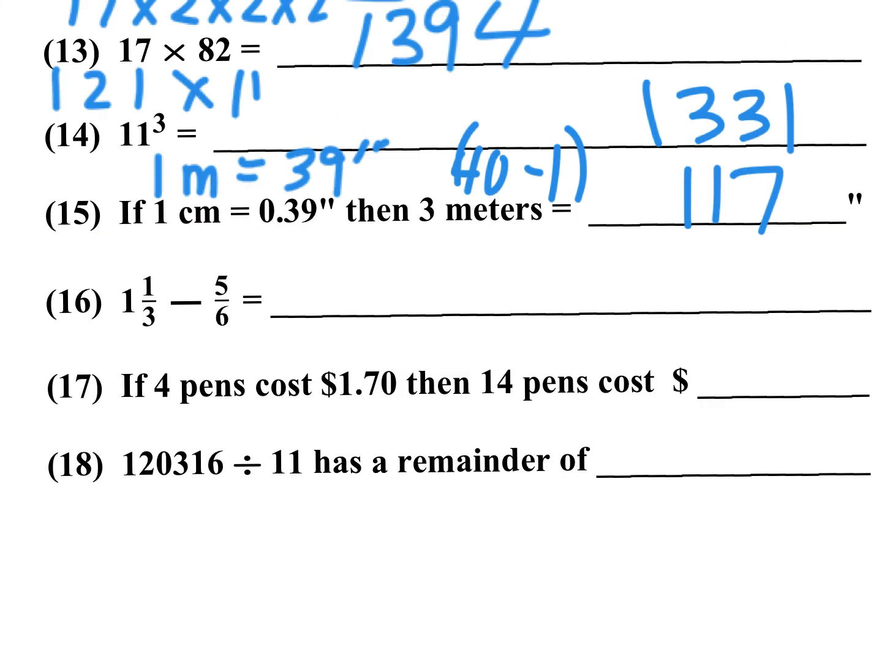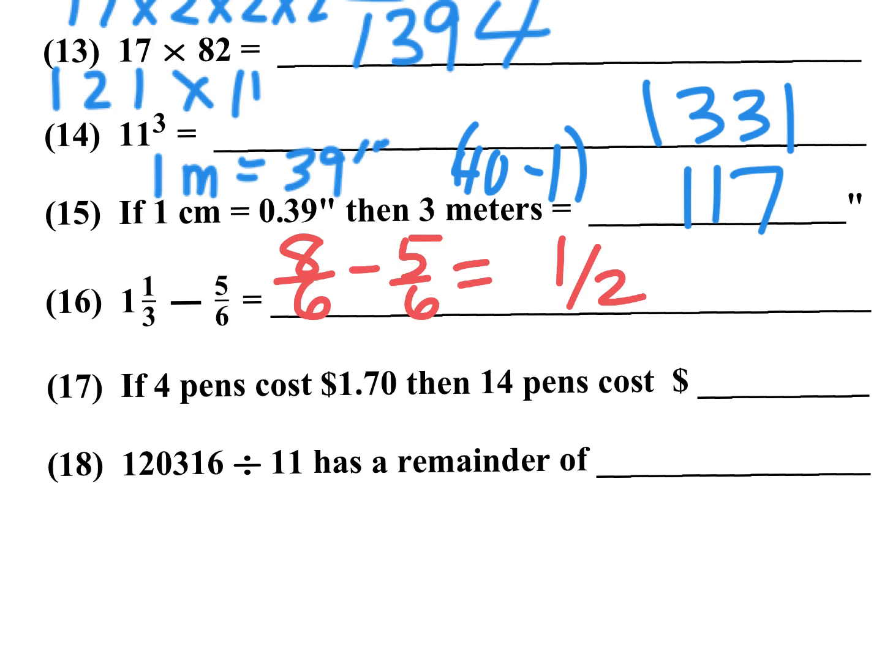Number 16, 1 1/3 minus 5 over 6. 1 1/3 is actually 4/3. And since I need a common denominator of 6, 4/3 I can make as 8 over 6. And I can subtract 5 over 6. That's 3 over 6, which is 1/2. Do not write the answer as 3 over 6. It has to be reduced to 1/2. And if you put 0.5, that would be okay also.